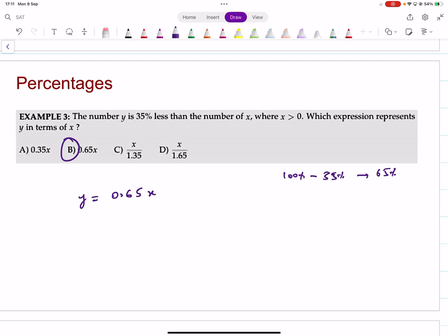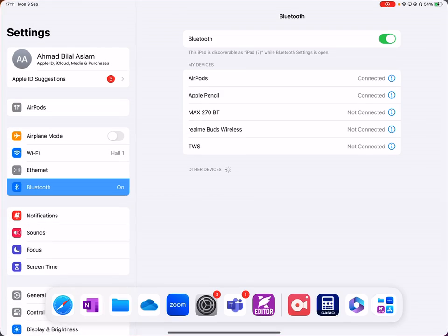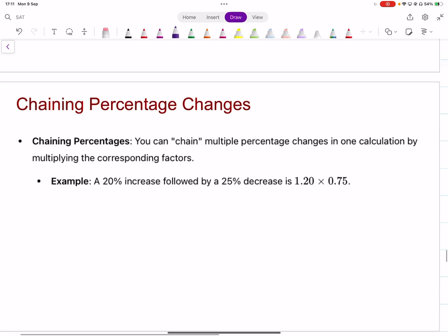Okay? Yeah, it's supposed to be less than that, right? So it should have been a decrease. Okay, let's move on.